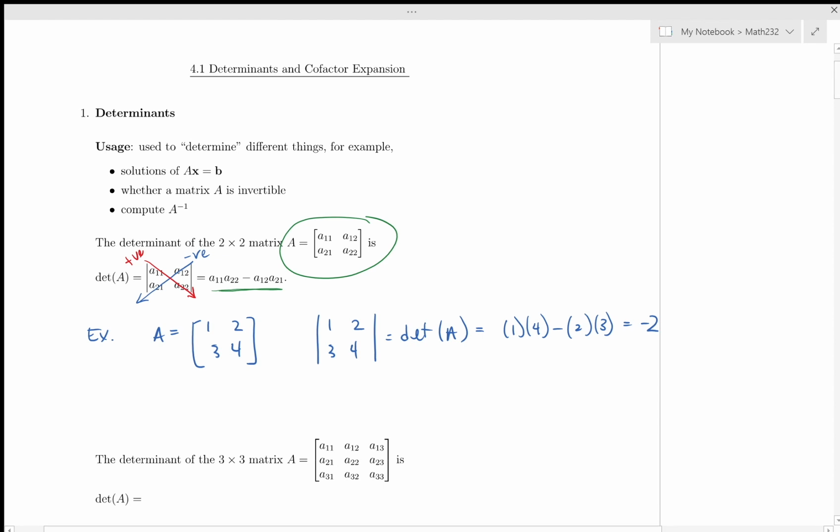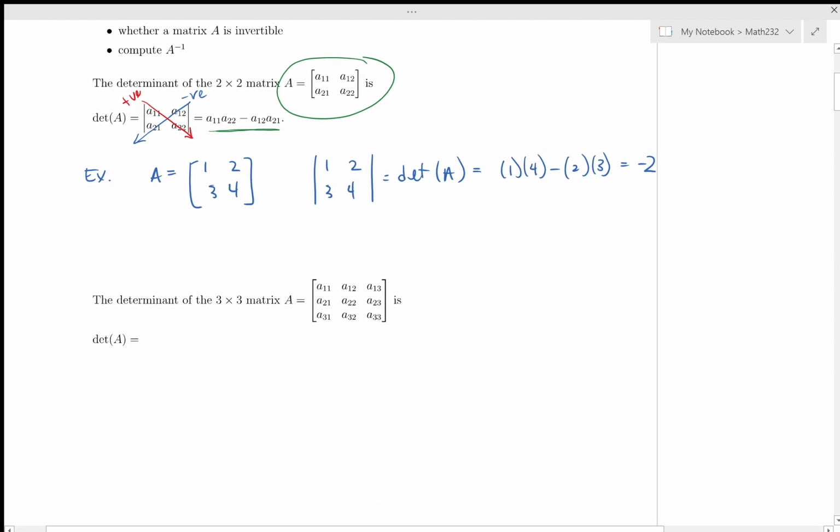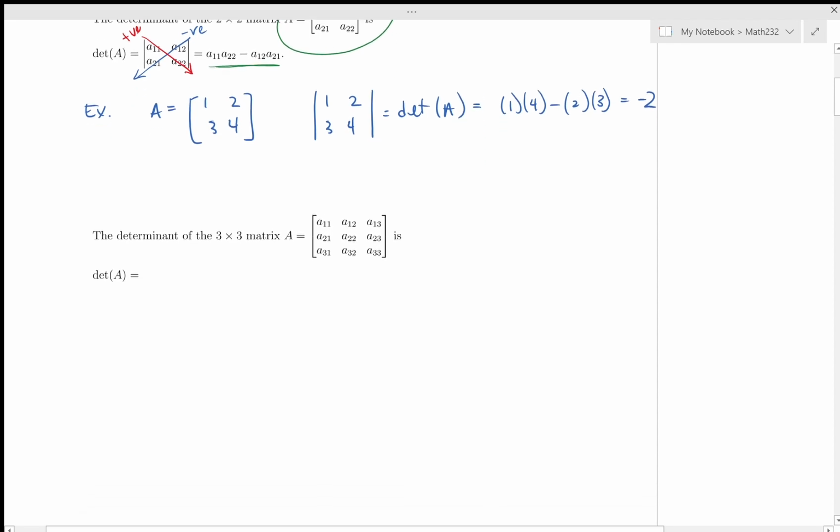Now what we want to do is to be able to do this for more than 2 by 2 matrices. In fact, we want to be able to do it for any size matrix. We're going to come at this in one way to get a proper definition using permutations, and then we're going to see how to effectively compute it using cofactor expansion. Let's take a look at what the determinant of a 3 by 3 matrix looks like. It's a little bit tedious to write out, but I will do that.